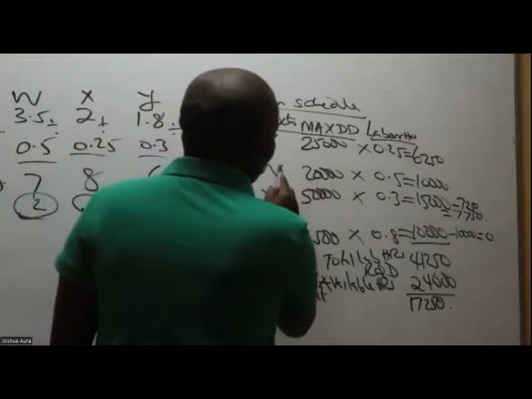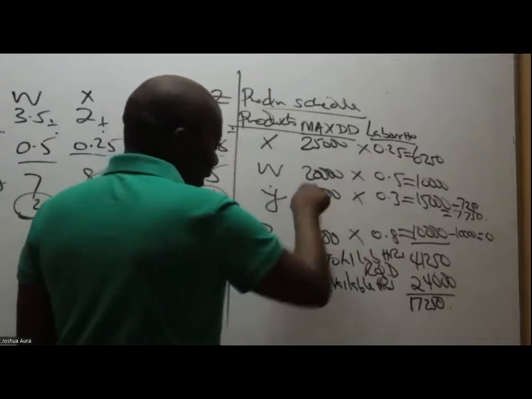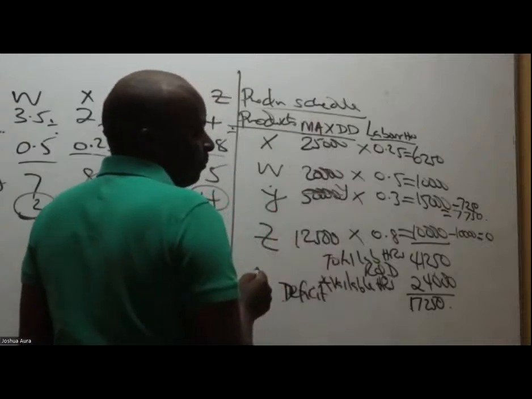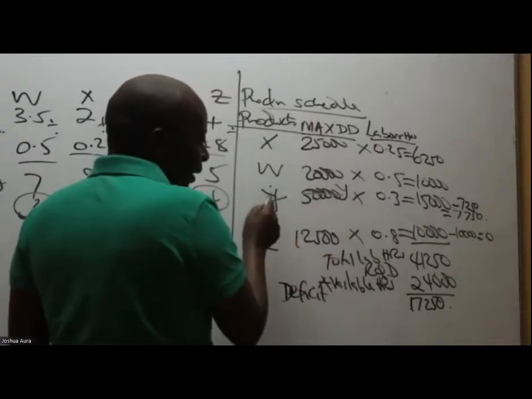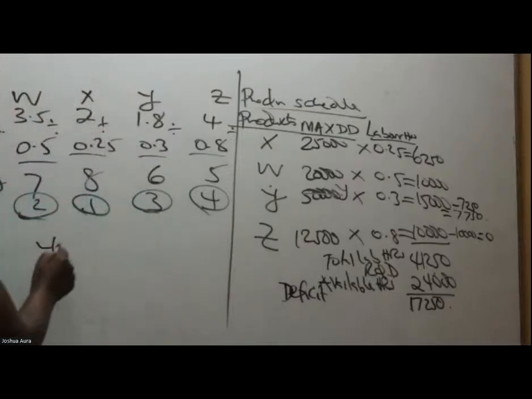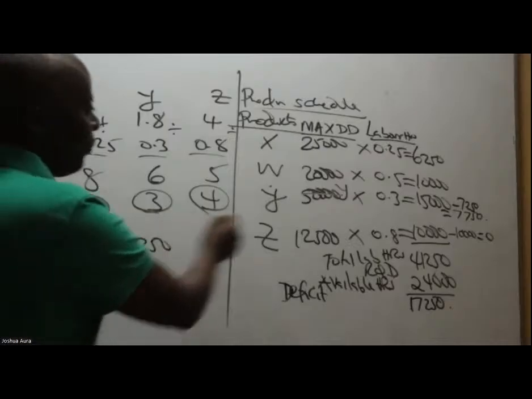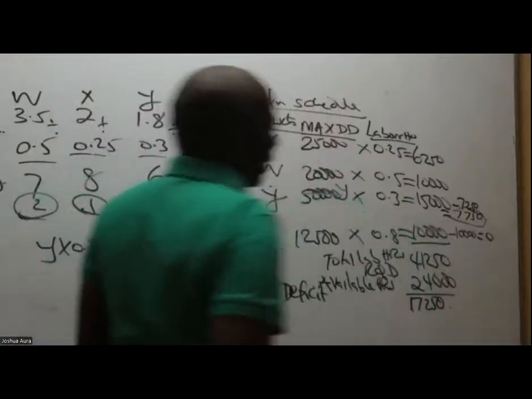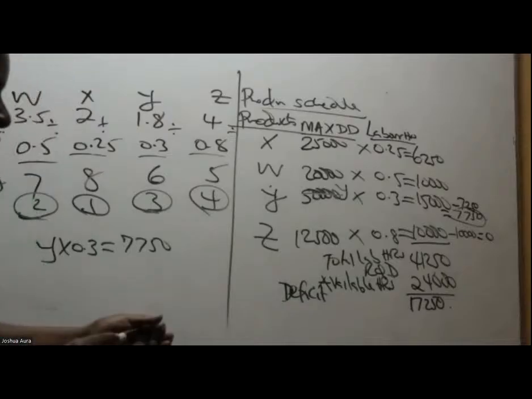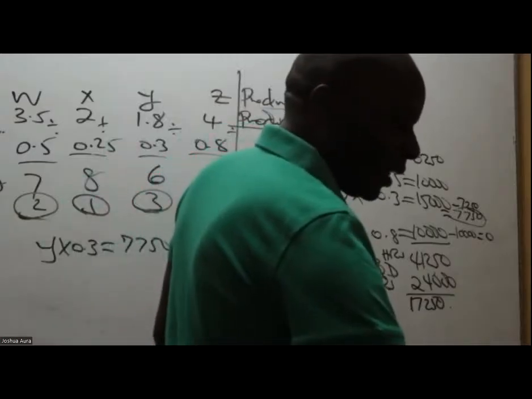Of course, for X and W, I'll not do any recalculation. But for Y, I have to recalculate this downwards. So I'll have to say, let this actually be equal to Y. So I'm recalculating the new quantity of Y. So that means that Y times 0.3 should be equal to the new hours that we have there, which is 7750.